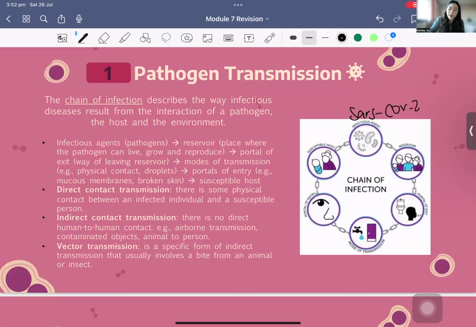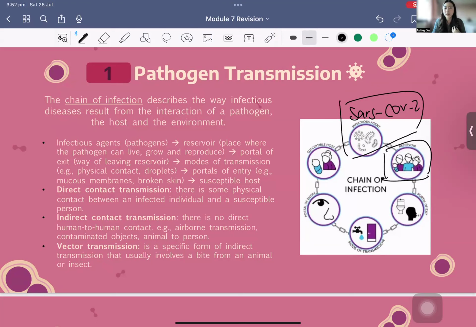SARS-CoV-2 virus, that is the infectious agent. And we're going to call the reservoir as someone who has already been infected with the SARS-CoV-2 virus. They have an active virus in them. They are known as the reservoir. Okay, so someone has been infected with COVID-19. COVID-19 is now reproducing inside of them, causing symptoms, but COVID-19 is living and growing in them.